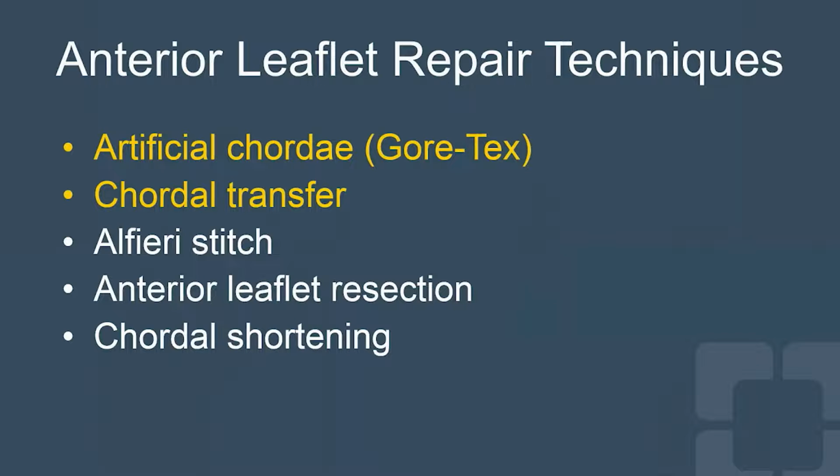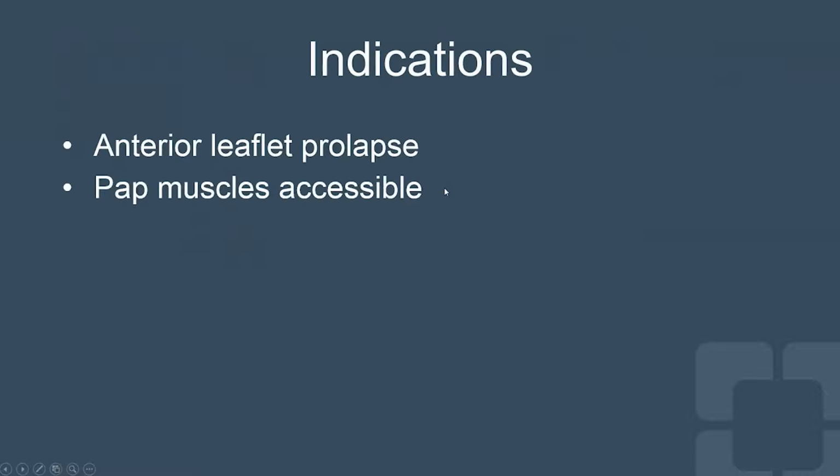For anterior leaflet regurgitation, various techniques have been described, and the two that are most commonly used right now are artificial cords with Gore-Tex cords, or a chordal transfer, where you take part of the cords from the posterior leaflet and transfer them to the anterior leaflet. Artificial cords are probably easier to do, and this is what is used most commonly.